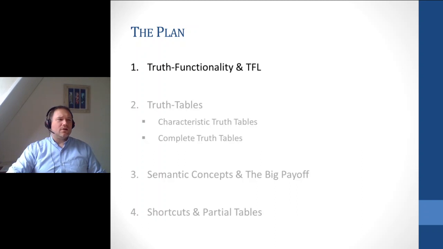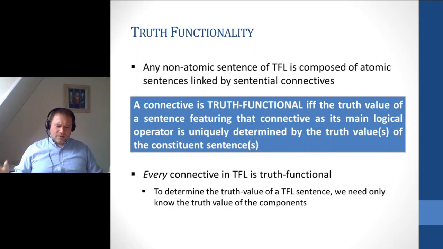Okay, so our first section is on truth functionality in general, and then applying it to TFL. So let's note something about TFL. Any non-atomic sentence of TFL is going to be composed of atomic sentences, which if you recall are capital letters, and they're going to be linked by sentential connectives. And as you remember from last lecture, there's only 5 sentential connectives. Every non-atomic sentence of TFL is going to be built up using the rules that we defined at the end of lecture 2. And importantly, all the connectives in truth functional logic are truth functional.